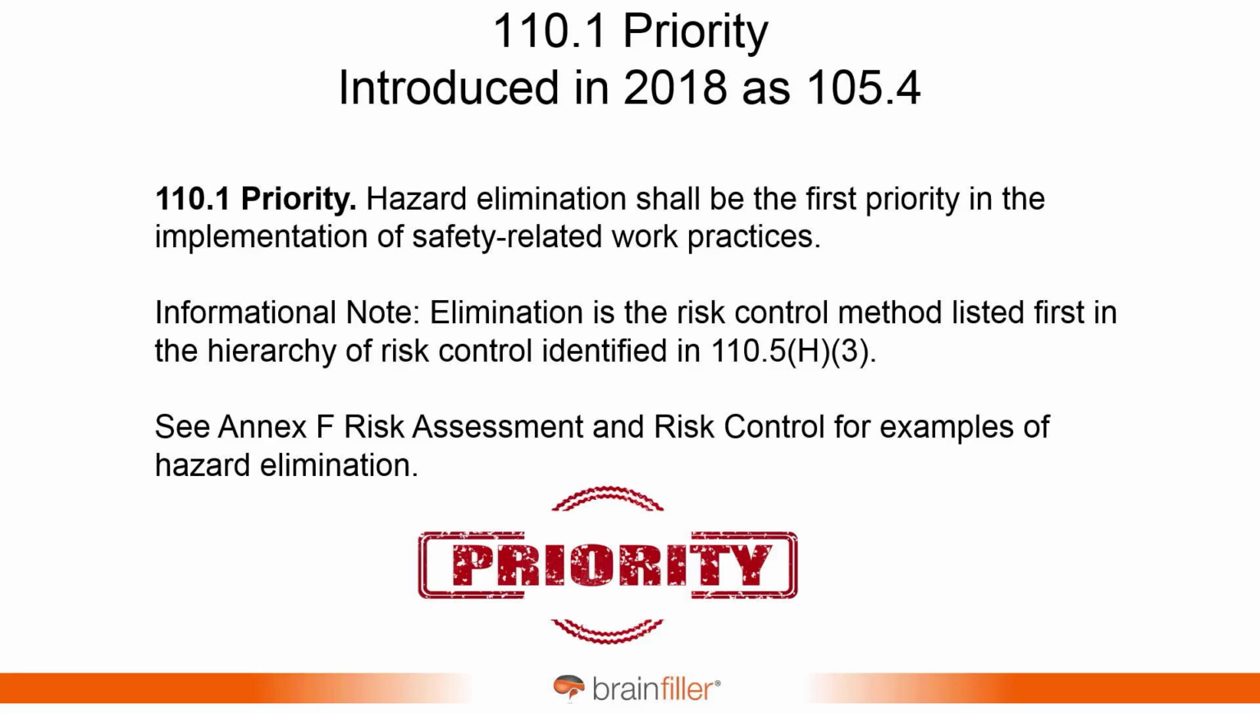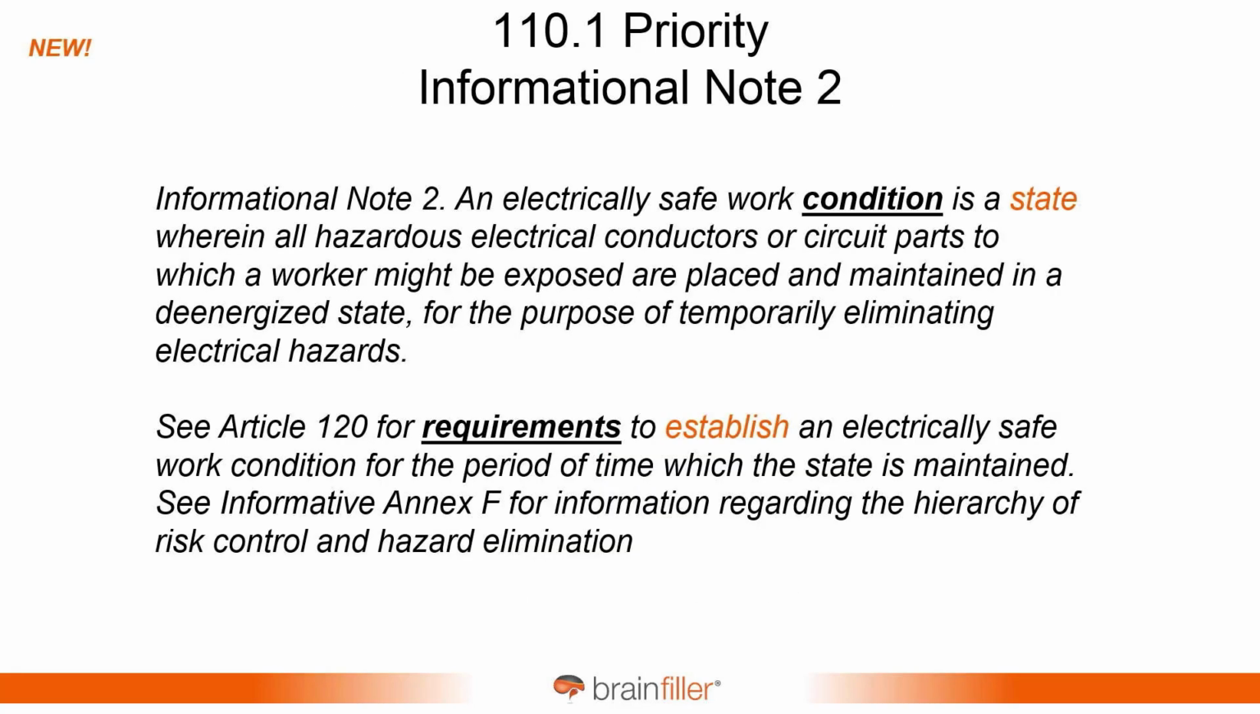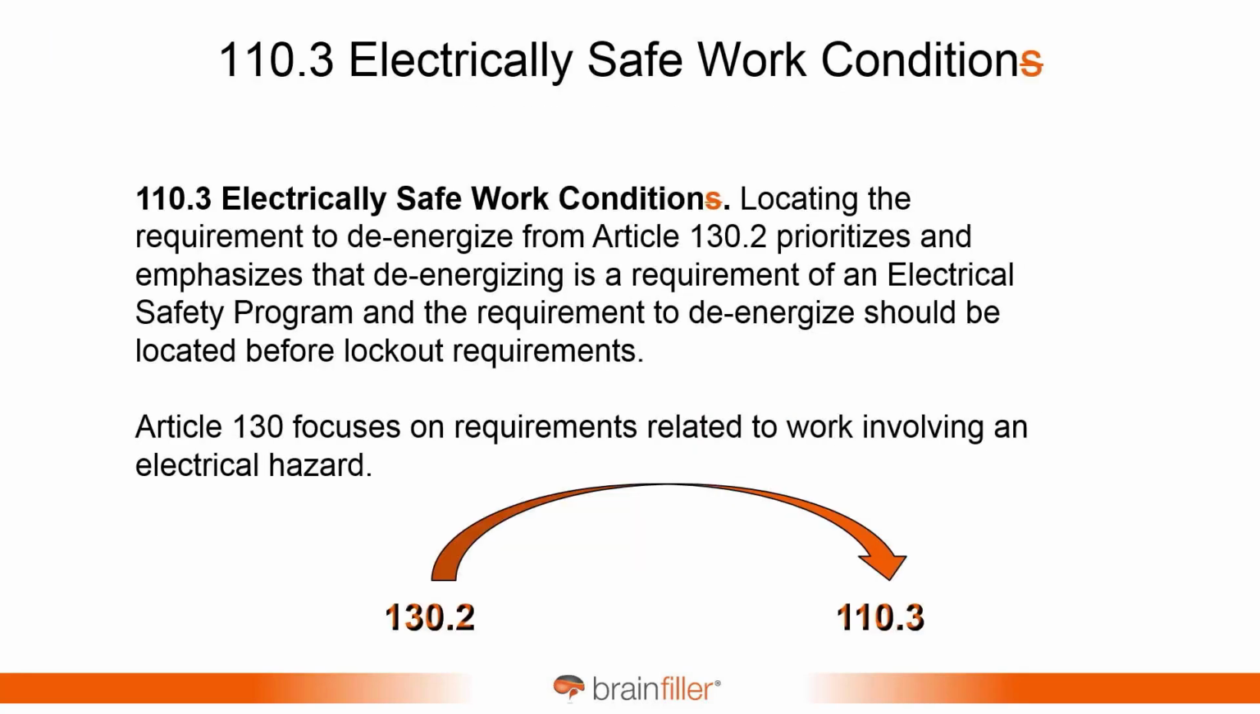So electrically safe has been elevated, as I mentioned, to a much, much higher orbit. There was a new informational note that was added, differentiating between an electrically safe work condition as being a state or the requirements. And this informational note states that the condition is the state, and that was also captured in the definition. The requirements are still in Article 120. So we have the condition in 110 now, and we have the requirements to establish the electrically safe work condition still in 120.